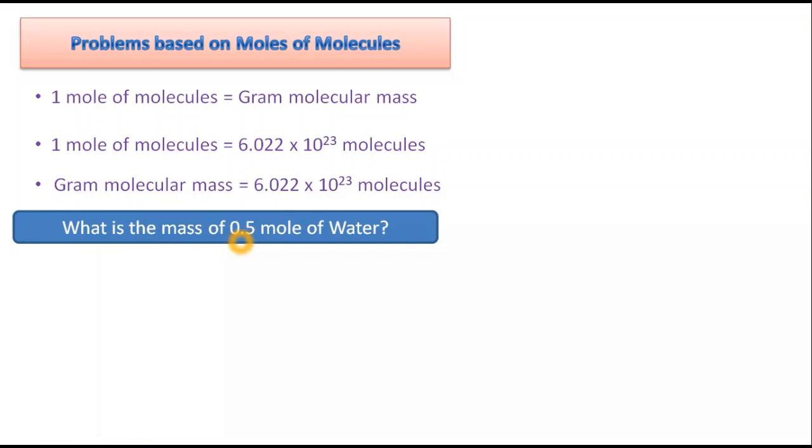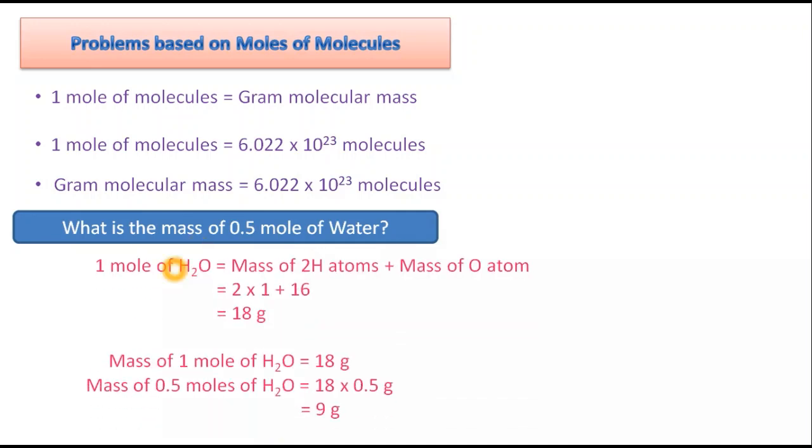Now what is the mass of 0.5 mole of water? So we need to find out the mass of 0.5 moles of water. The number of moles is given. We need to find the mass, and which mass? Gram molecular mass. First we will find the gram molecular mass. Now 1 mole of water is equal to the mass of 2 hydrogen atoms plus the mass of an oxygen atom. We are trying to find the molecular mass, and molecular mass is equal to 1 mole. So you will get 18 grams.